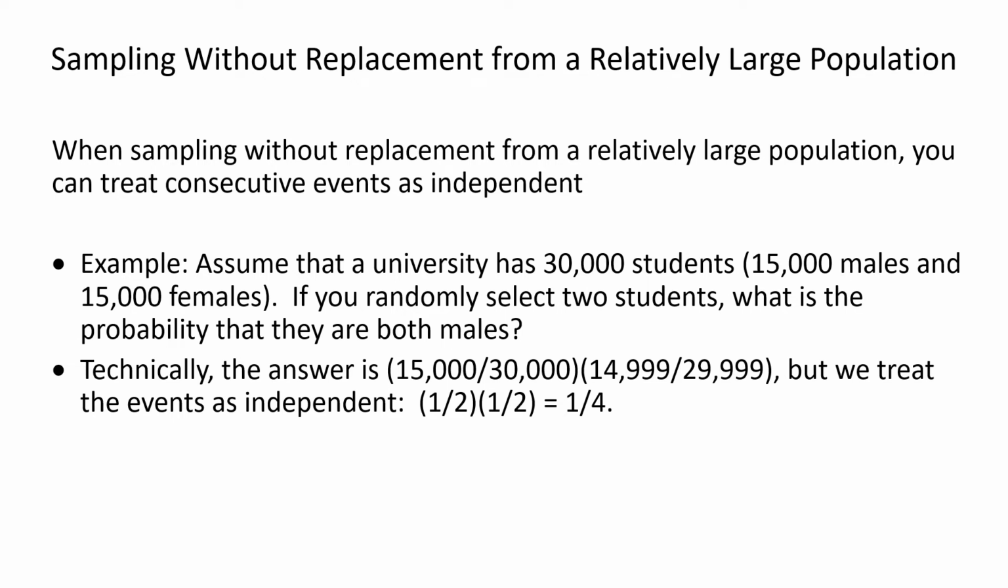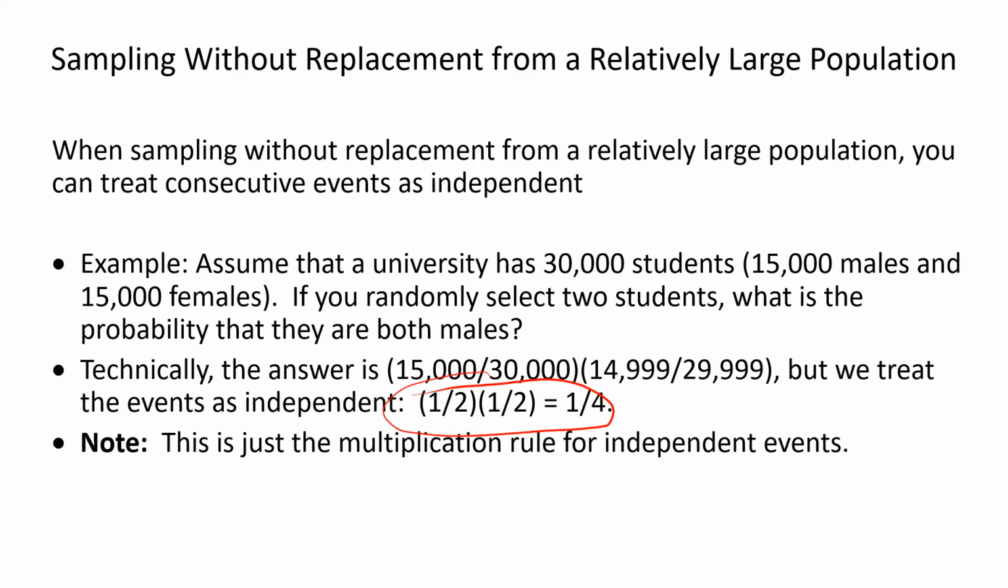If you do the math for this, you're going to get 0.25. If you treated them as independent, you get 15,000 divided by 30,000 times 15,000 divided by 30,000, which is also 1/2 times 1/2, and it equals 1/4 or 0.25. You get the same answer. Again, it's just the multiplication rule for independent events. So with sufficiently large sample sizes, you can treat them as independent. It's just a little aside there.